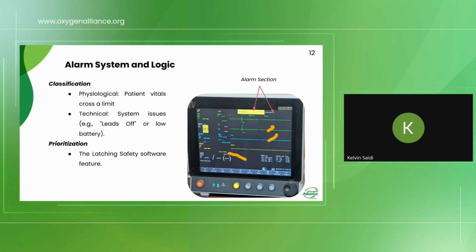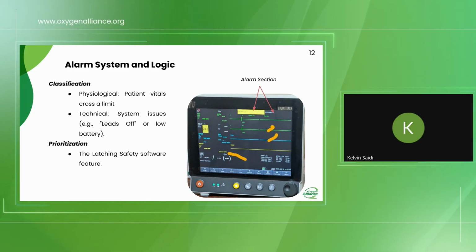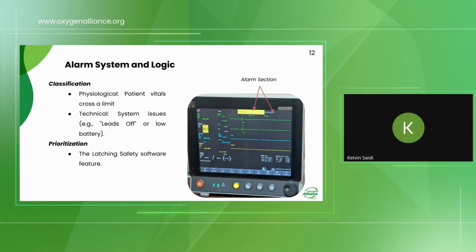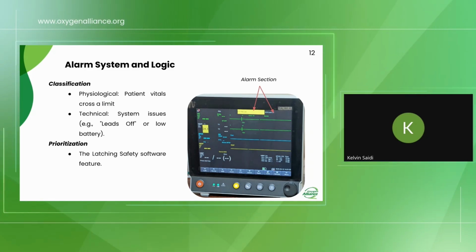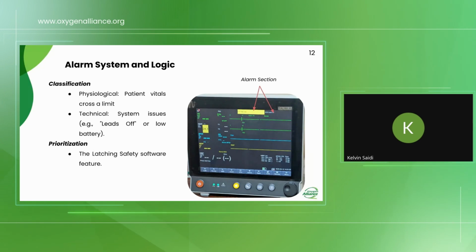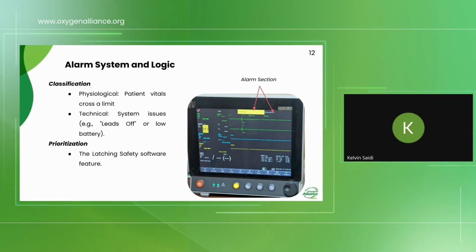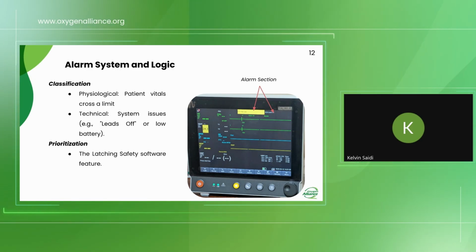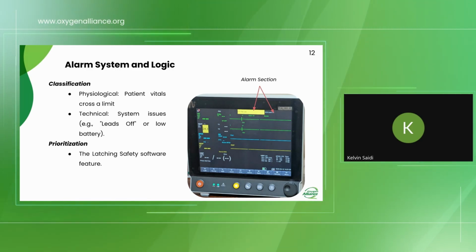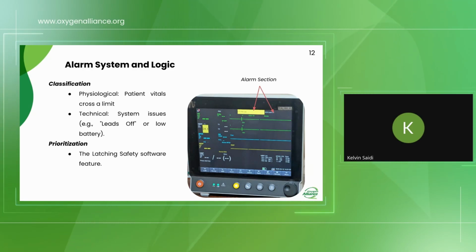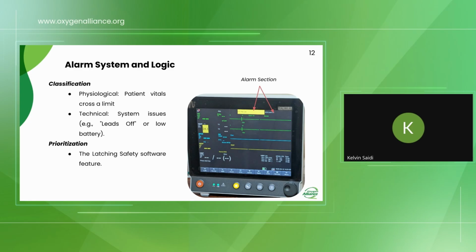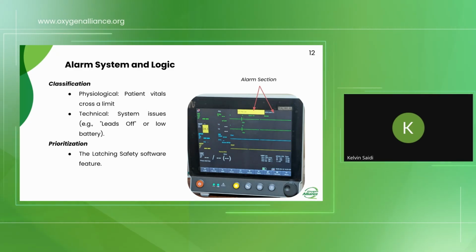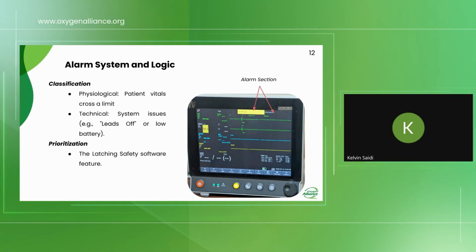Let us look now at the alarm system and the logic of these patient monitors. Alarms can be classified into two parts: physiological alarms and technical alarms. Physiological alarms sound when patients' vitals cross a certain threshold. For example, if the SpO2 is below 90%, these alarms will be generated. Whereas technical alarms are system issues, for example, leads off or the battery is low. These alarms will also be generated.